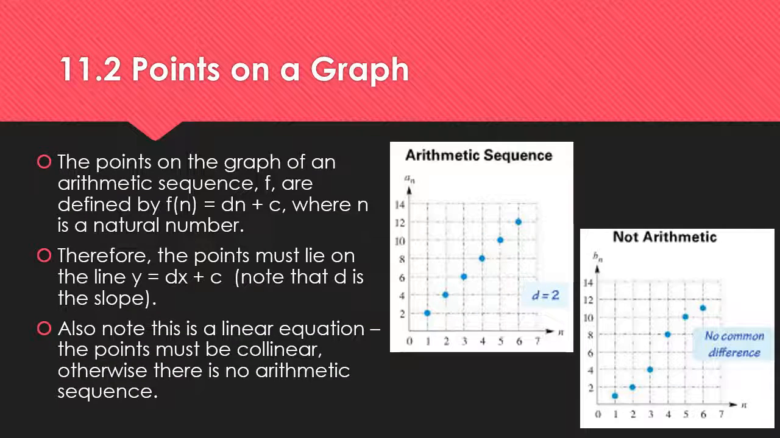Also note that this is a linear equation. The points must be collinear. They must line up. Otherwise, we have no arithmetic sequence. So first of all, remember, we're not connecting the dots. And secondly, if you graph it and it looks like the second graph here where it's not lining up, then you have no common difference and it is not arithmetic.